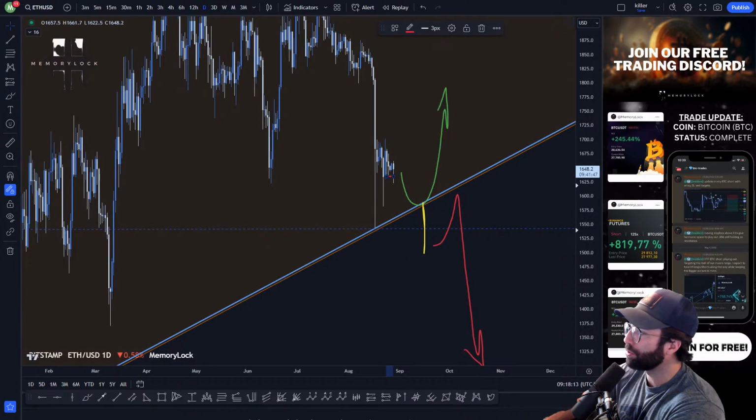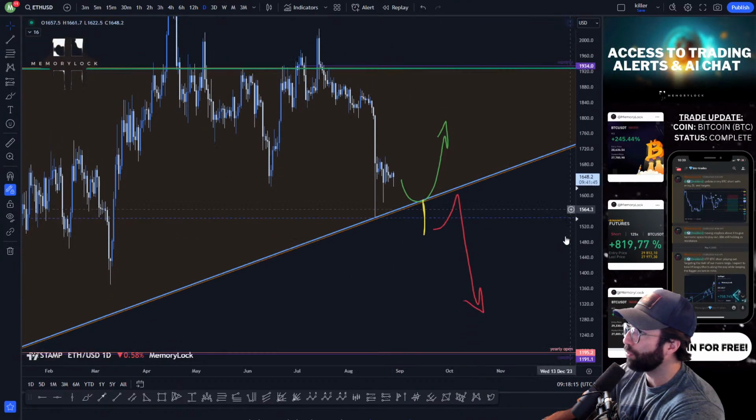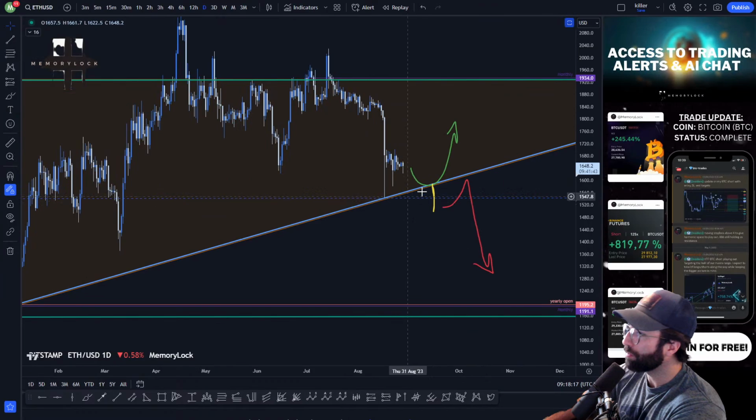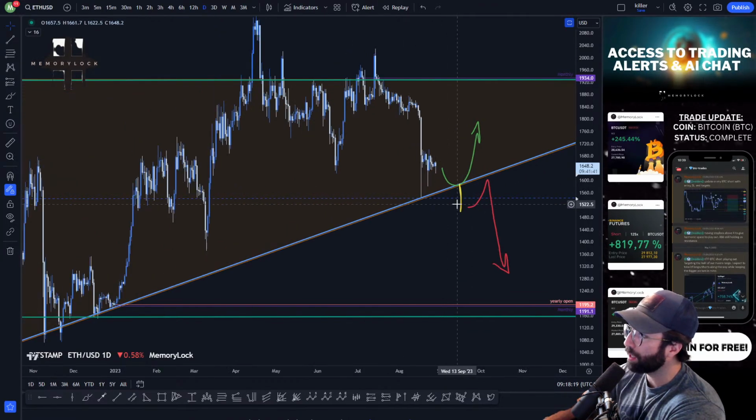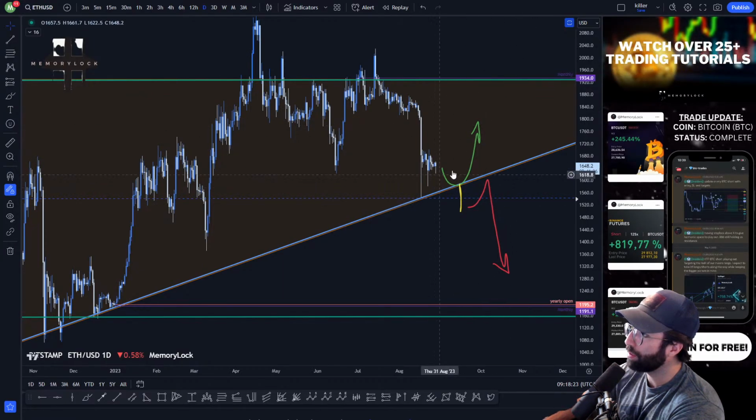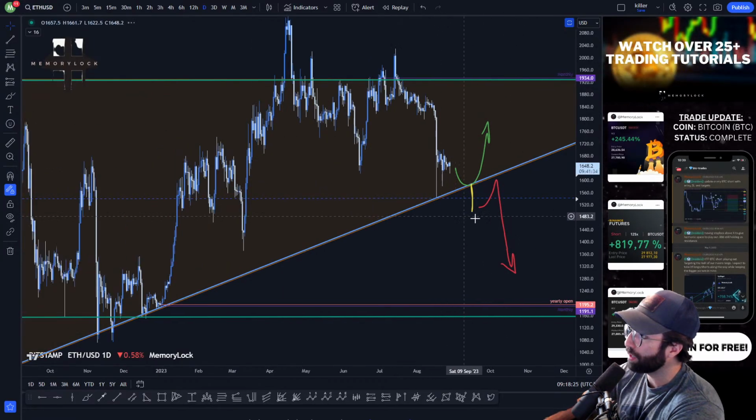I would rather go to a higher time frame and wait for maybe something of a sweep of this low or something like that for this setup. Look to long that back up here, or something more along those lines for a setup.